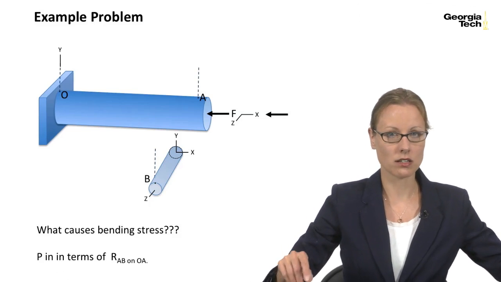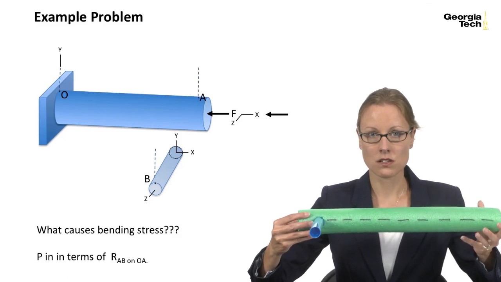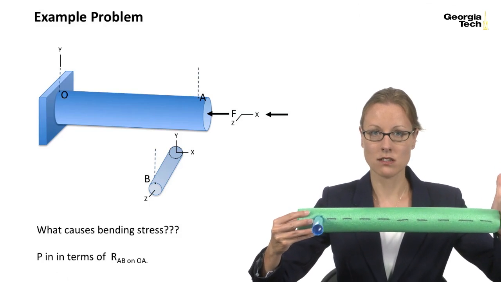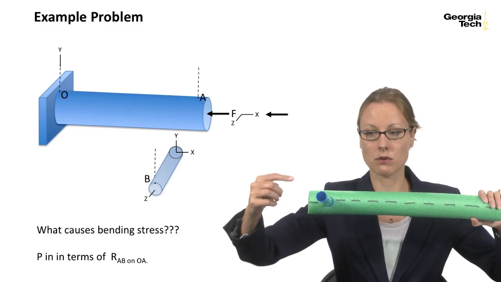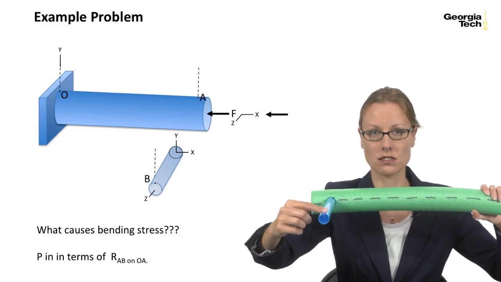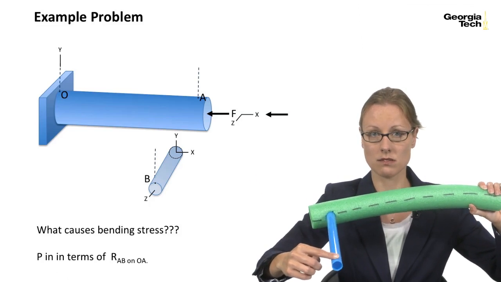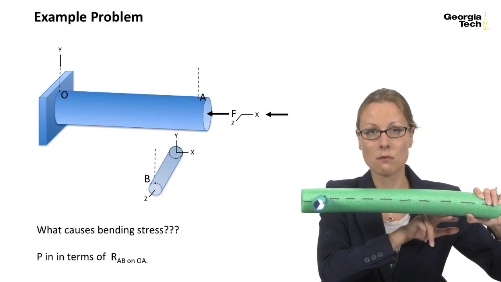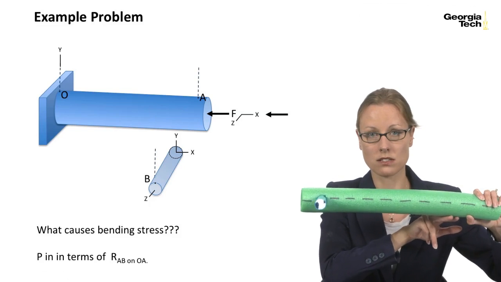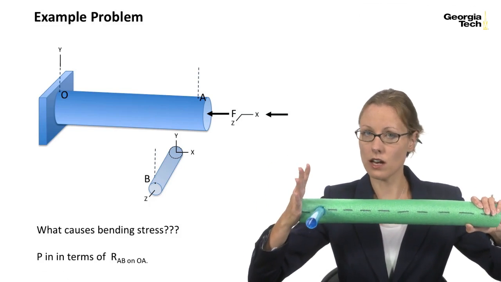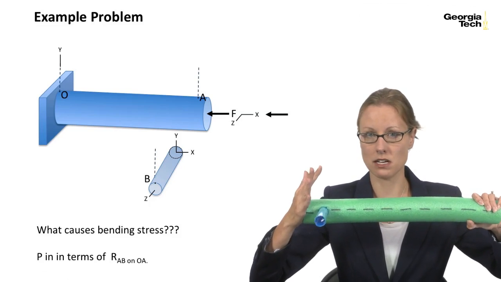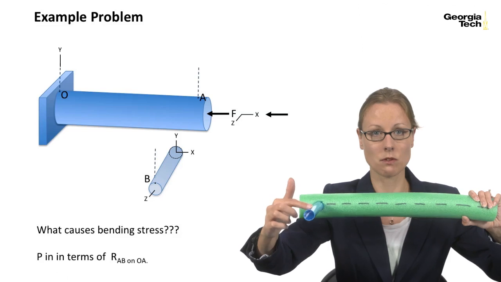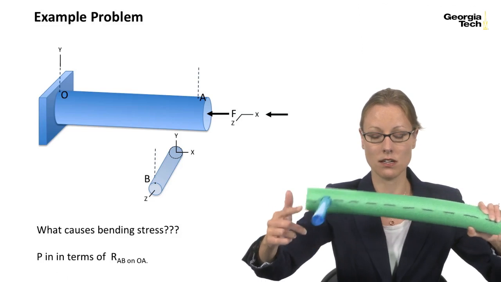Well, let's take a look at our model again. So if we have the model fixed on this left side and we push down at point B, what you can see is that the beam is going to deflect, right? And it's feeling tensile stresses here at the top, and compressive stresses here at the bottom. This load F is not causing any of the bending stress. The bending stress is coming from the load P at point B.